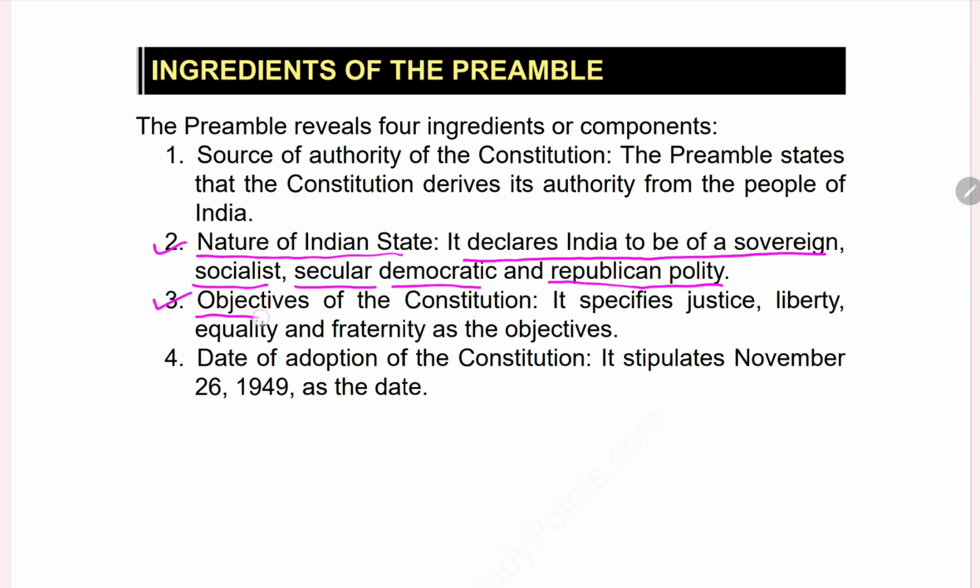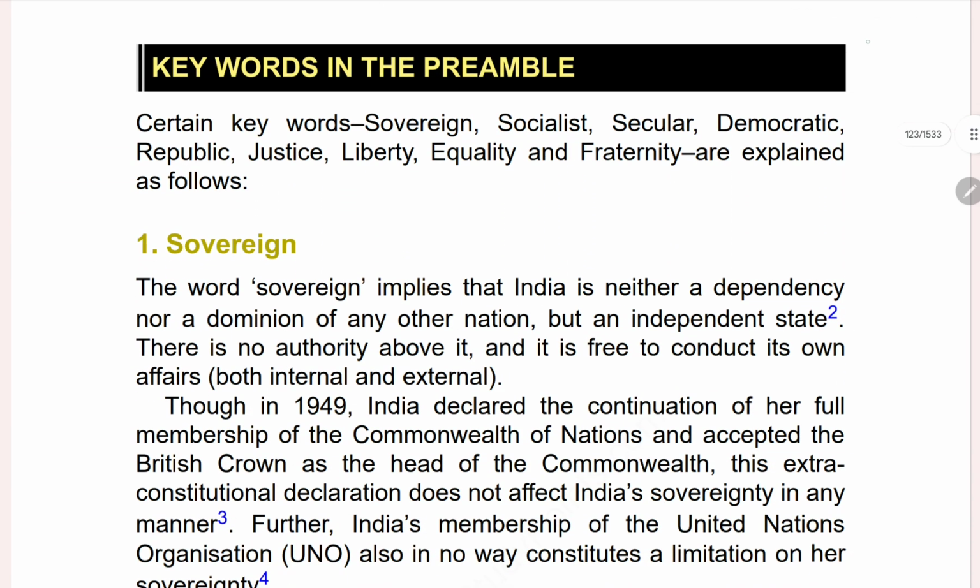The third one is the objectives of the Constitution. What is the objective of the Constitution? It specifies justice, liberty, equality, fraternity as the objective. So the main objective of the preamble is to promote the concept of justice, liberty, equality, fraternity. The date of adoption is mentioned in the preamble, as we have already discussed, 26 November 1949. We will discuss some of the key words like sovereign, socialist, secular, democratic, republic, justice, liberty, equality, fraternity.